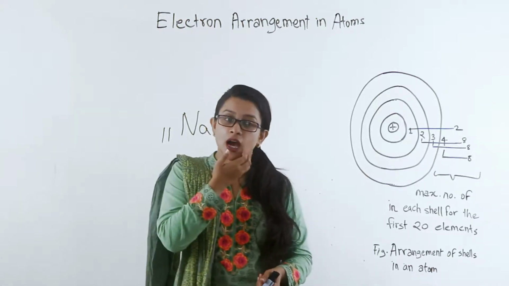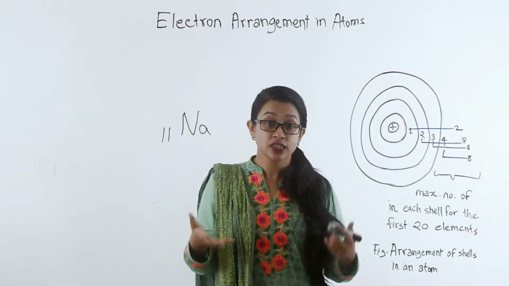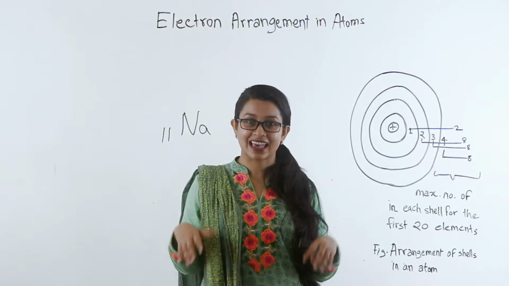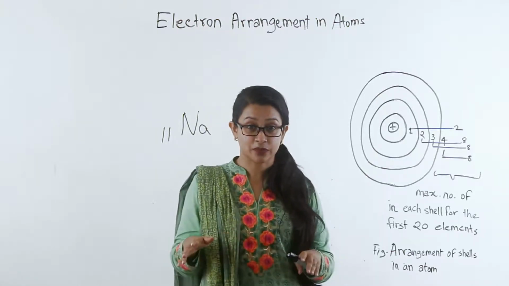So moving on to our topic, in a neutral atom of any element, the total number of protons and the total number of neutrons are the same.